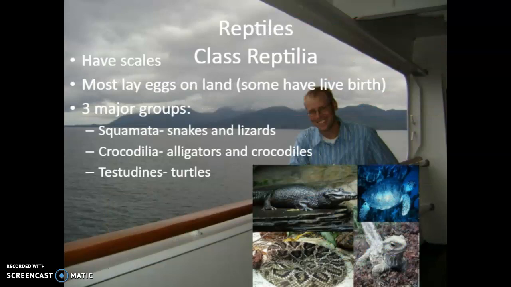Next, we move on to the reptiles. They have scales. Most lay eggs on land, but there are some viviparous ones that give live birth. And there are 3 major groups of reptiles. Squamata includes snakes and lizards. Crocodilia includes your crocodiles, alligators, things like that. And the Testudines includes your turtles.